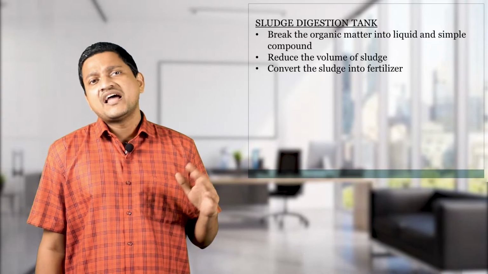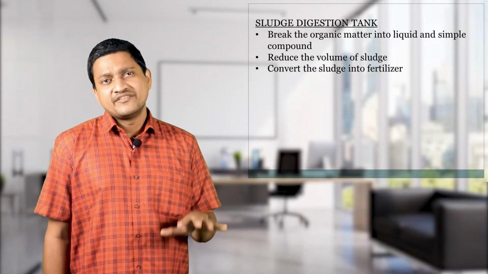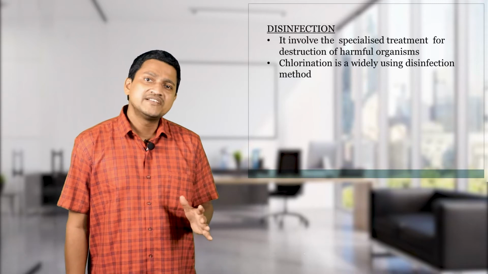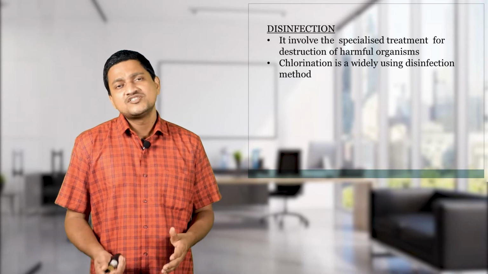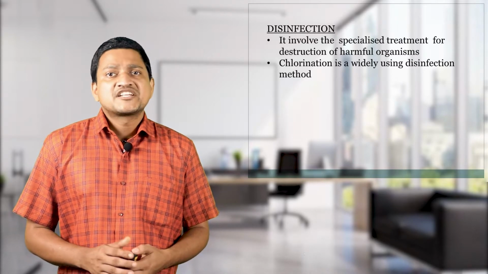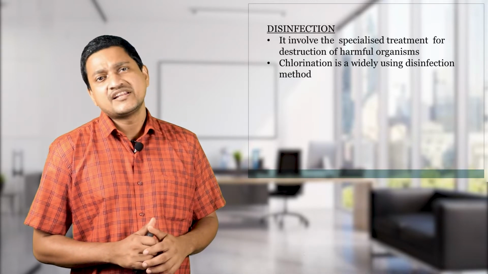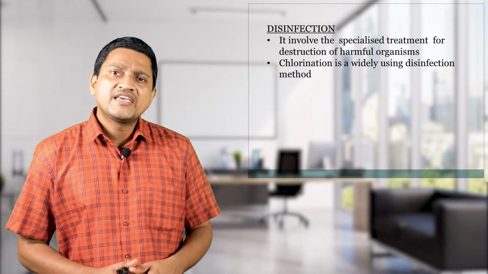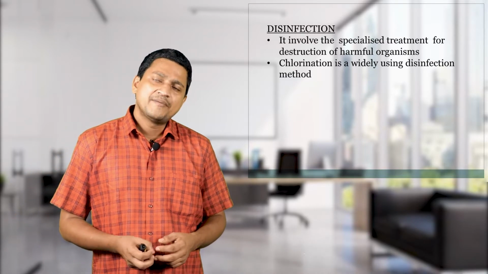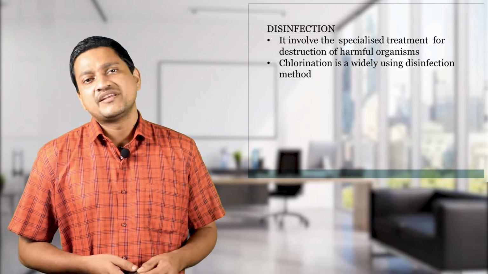Then the last step of wastewater treatment is chemical treatment or disinfection. The first step is physical treatment, the second is biological treatment, and the third is chemical treatment, otherwise known as disinfection. It involves a specialized treatment for the destruction of harmful organisms. Different types of harmful bacteria and viruses are present in the wastewater. In this step, we remove or kill the harmful bacteria by using a chemical or disinfectant. Chlorination is the most widely used disinfection method in the world.